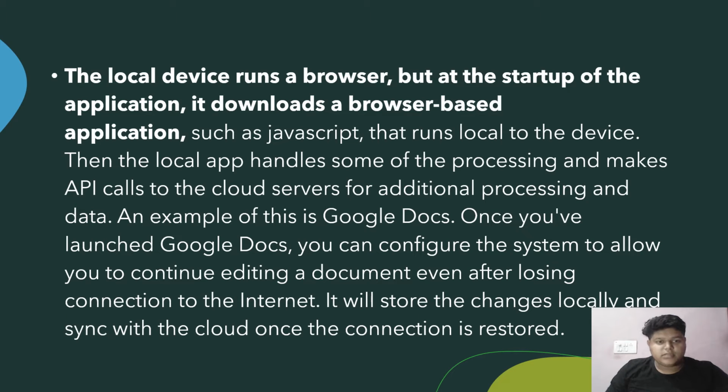Second one is the local device runs a browser, but at the startup of the application, it downloads a browser-based application such as JavaScript that runs local to the device. Then the local app handles some of the processing and makes API calls to the cloud server for additional processing and data. An example of this is Google Docs.